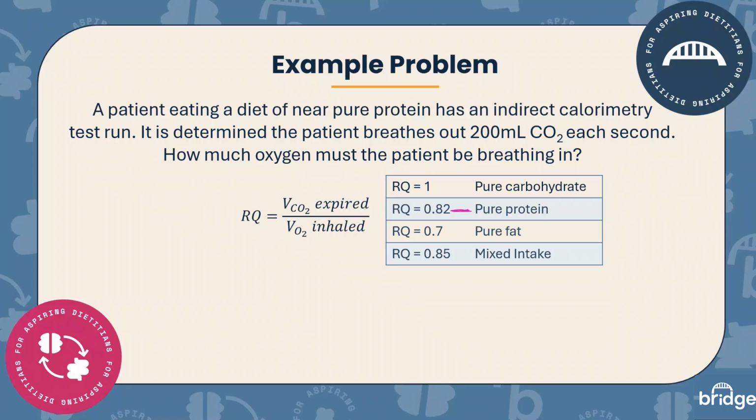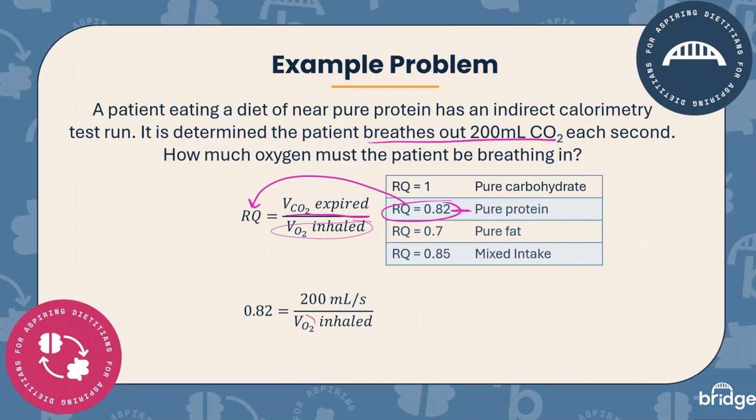You try. If my RQ is 0.82, because this patient is eating a diet of near pure protein, we can plug that in for my RQ. And we know that the patient is breathing out 200 milliliters of CO2. That's my numerator, volume of CO2. We're solving for the amount of oxygen that's inhaled. So if we plug in what we know, the RQ is 0.82, they're breathing out 200 milliliters each second, and we're solving for the bottom. This is going to take some algebra here.